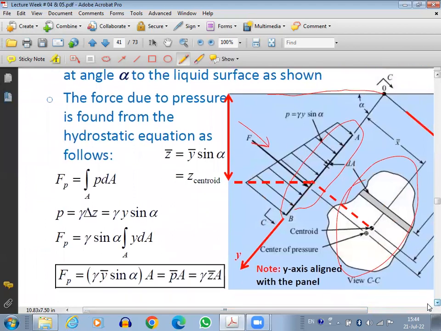Now, as I told you, when we have to calculate the magnitude of the force, we are going to use Z bar, not ZCP. Why? Because Y values are slanted distances, while Z is the vertical distance. So instead of using the center of pressure, we use the centroid to calculate the magnitude. So FP is equal to gamma Z bar A. We are using Z bar, not ZCP.